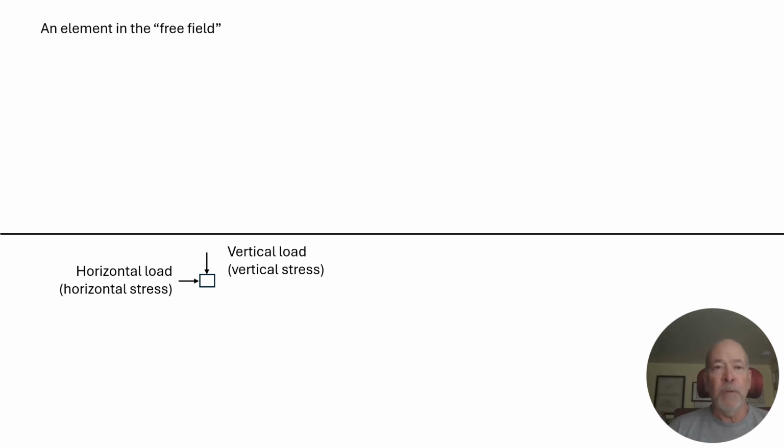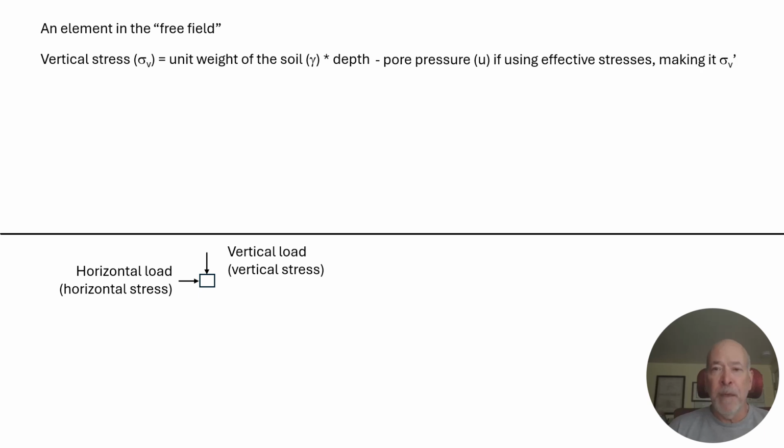Now let's go back to our little soil element in the free field. So that vertical stress, or sigma V, is equal to the unit weight of the soil times the depth of burial. And if we're talking about effective stresses, we'd subtract out the pore pressure, and that would make it sigma V prime. So the horizontal stress, sigma H, is equal to sigma V times an earth pressure coefficient, or sigma V prime if we're using effective stresses, and then we'd have sigma H prime.